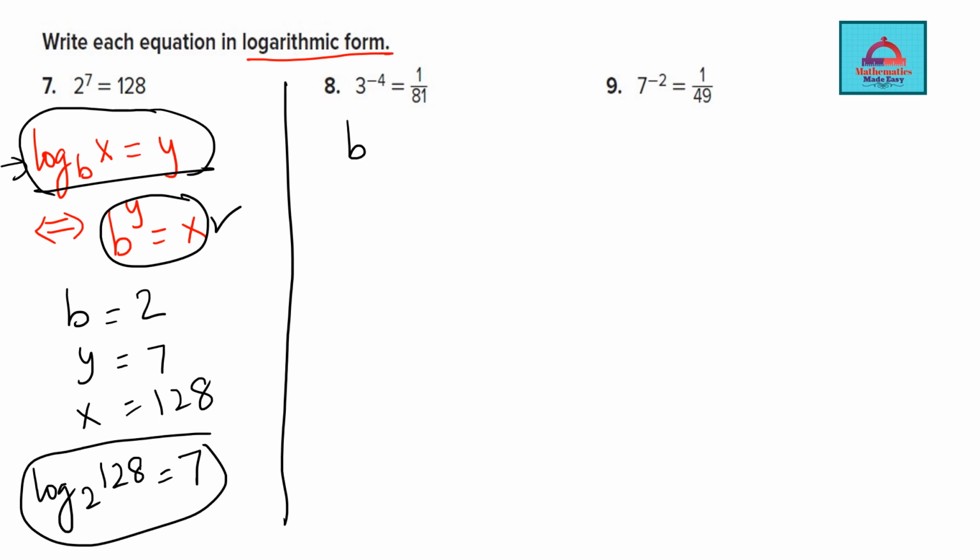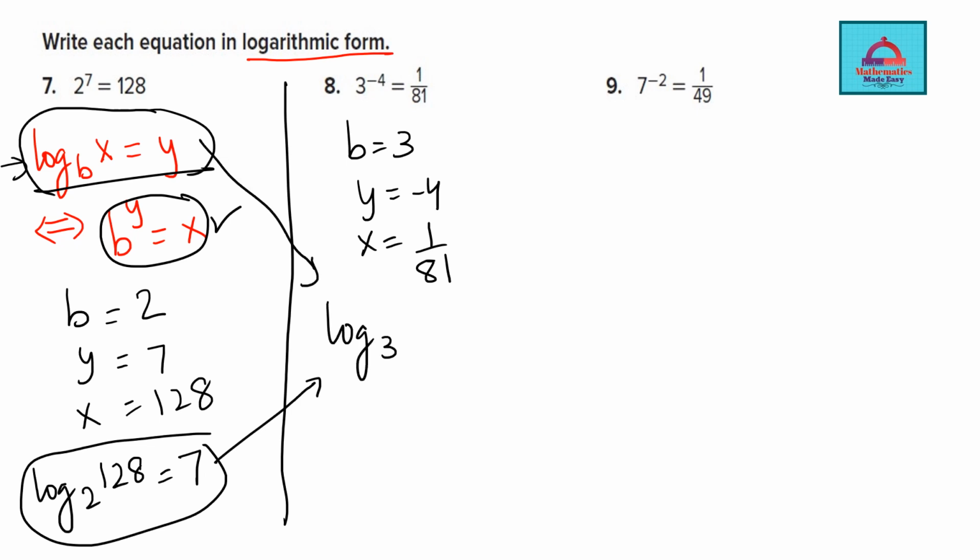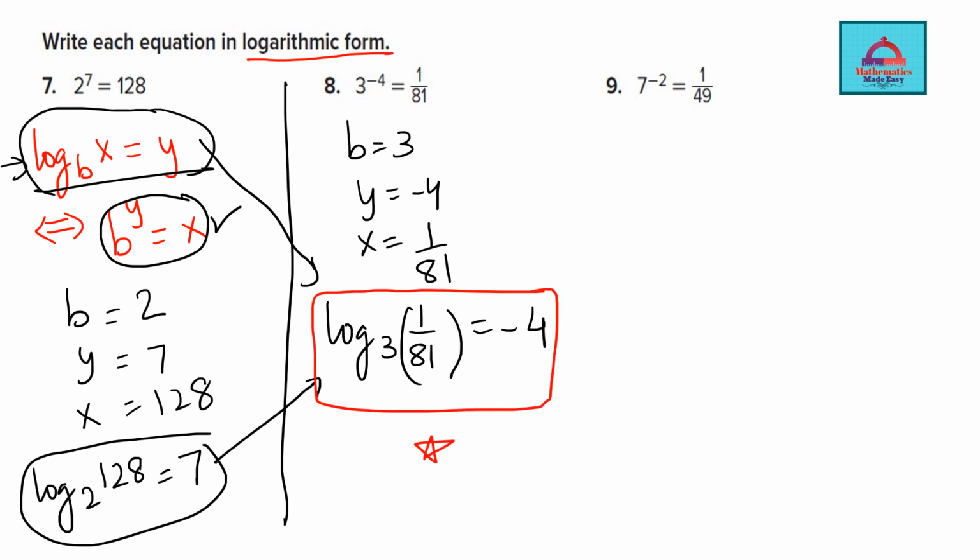Let's do in a similar way the solution for question number 8. So here your base is 3, your power which is y is minus 4 and x is 1 over 81. So directly now I use the formula, this one. That means log base 3 of 1 over 81 is equal to minus 4. So yes, this one is my logarithmic expression, which is my answer.